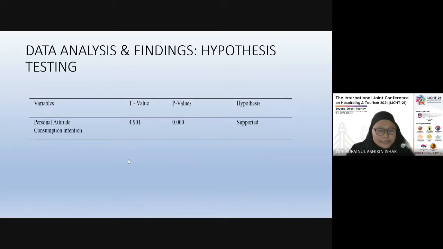As for the hypothesis, sorry to interrupt. You have 1 minute left to conclude your last sentence. Thank you. Thank you. So this is hypothesis testing.